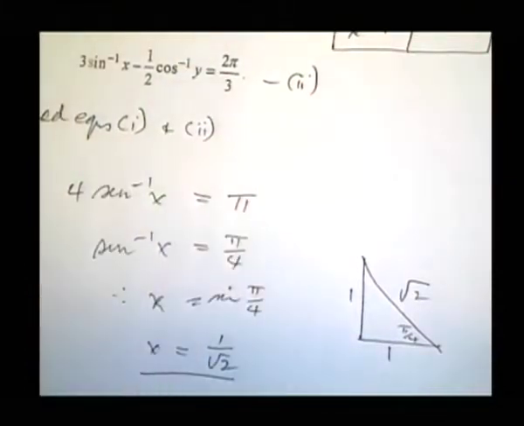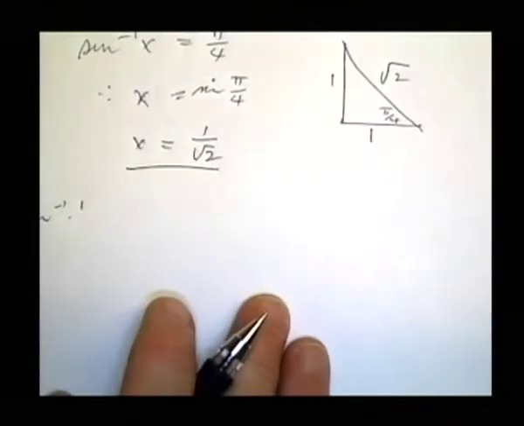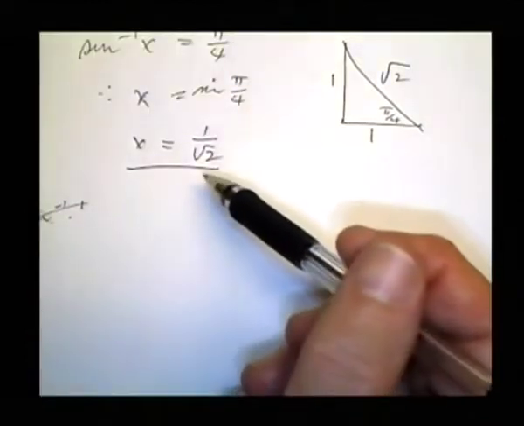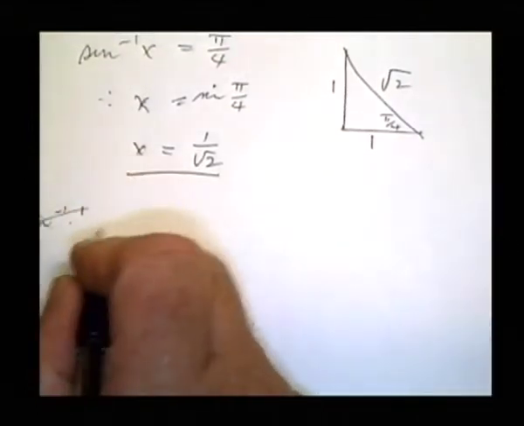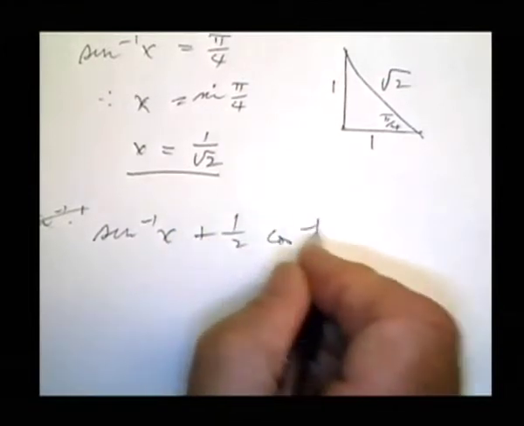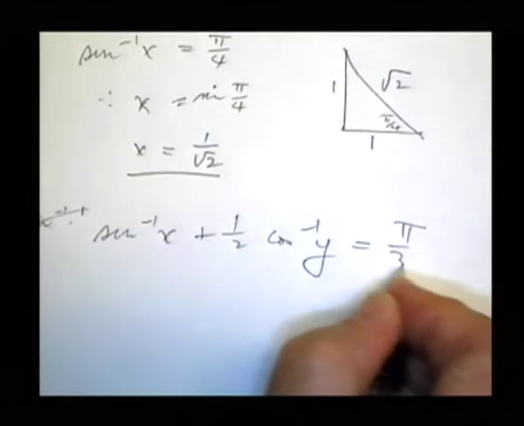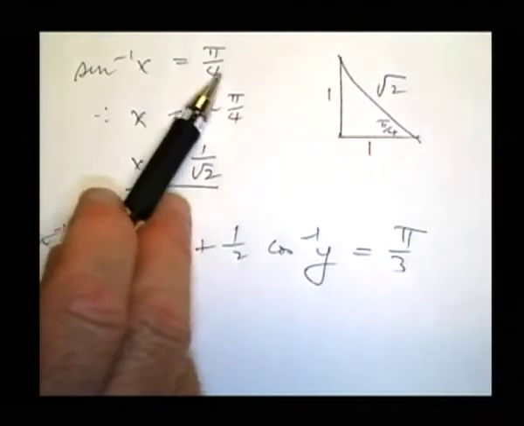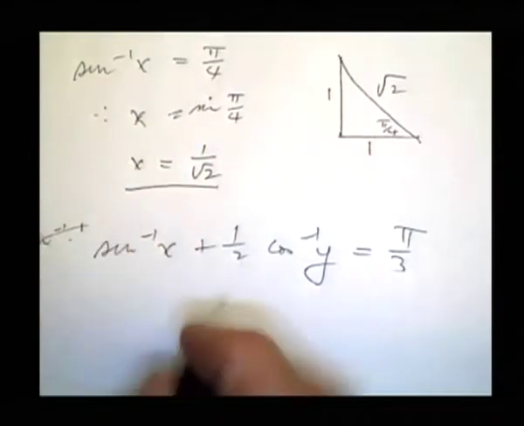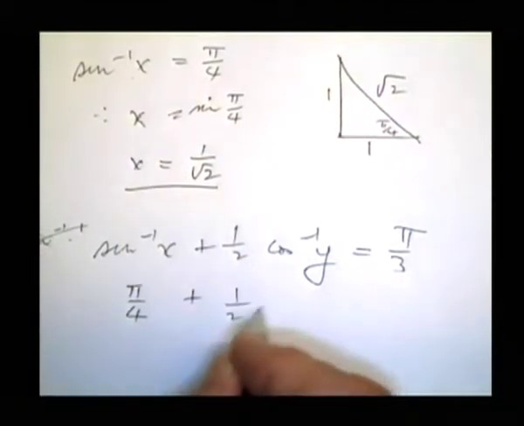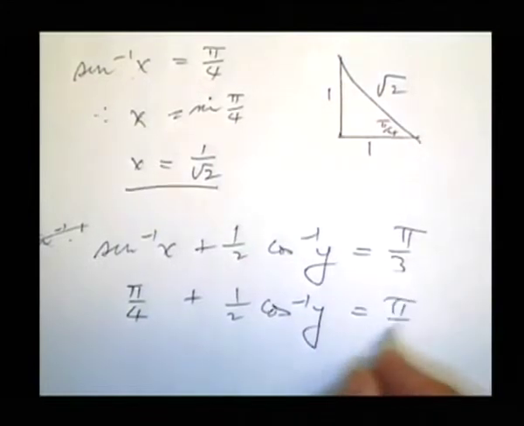So we get sine to the minus 1 of 1 over root 2. Let me go a little bit clearer here, it might make it a little bit easier. I'll write it down so you can see: sine to the minus 1 of x plus a half cos to the minus 1 of y is equal to pi over 3. Now, we just found out from here that sine to the minus 1 of x is pi over 4, so we don't need to work anything out. So we put pi over 4 in. That's fairly easy. And that's a half cos to the minus 1 of y is equal to pi over 3.